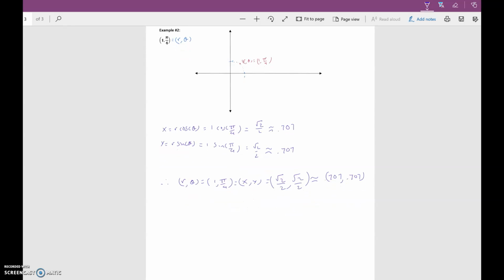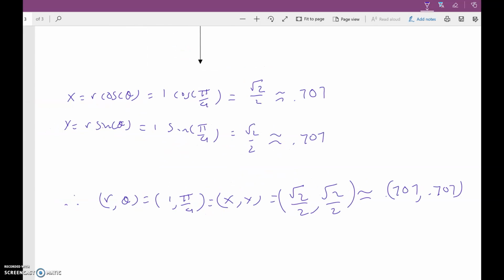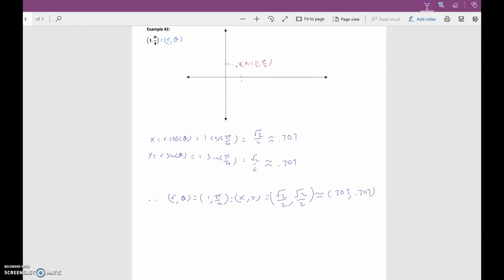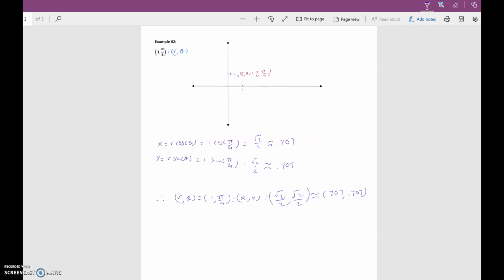Let me fix this. So that would be it for this particular one. Once again, you're looking at a coordinate point that happens to be at the end of a circular radius 1, but at an angle of pi over 4. So that would be it.